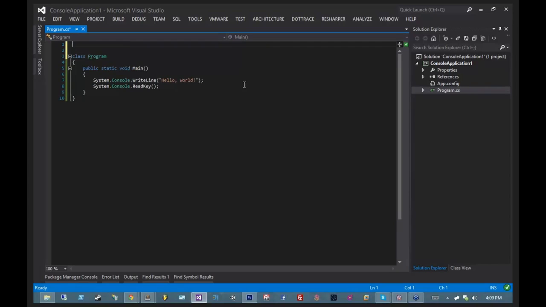Let's do this. Put your cursor on line 8. Put your cursor at the end of the terminator and hit enter, and type system dot.